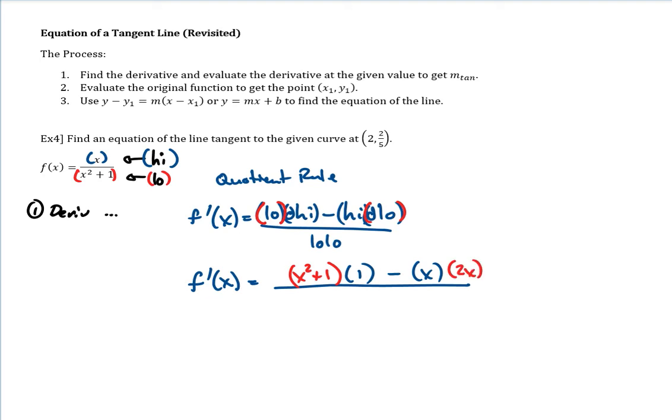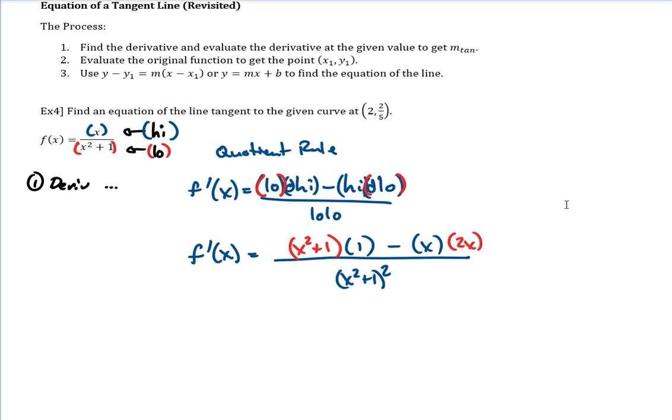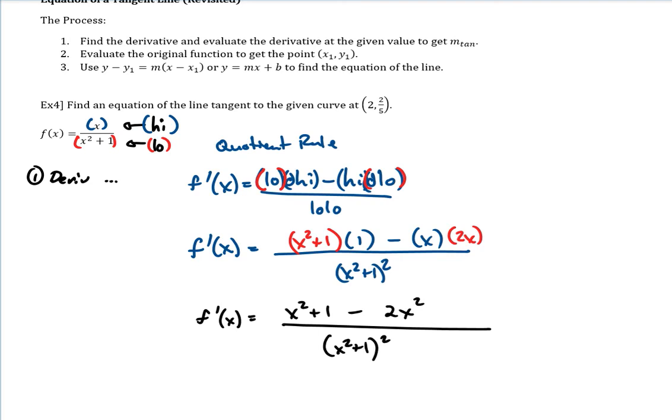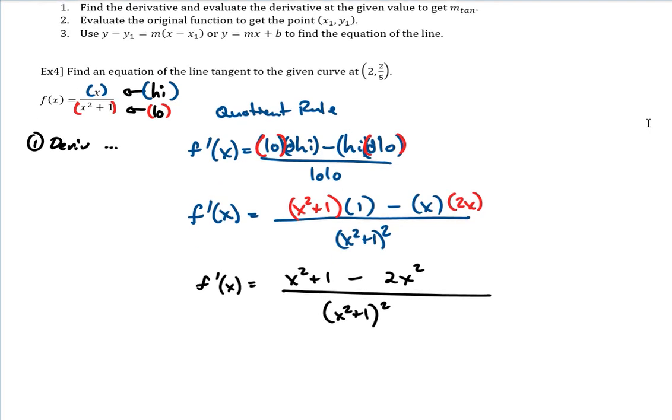Okay, so we have our portions there, and then the low is going to get squared, so x squared plus 1, low is squaring it. x squared plus 1, just like that, all squared. And then, like all derivative problems, we would just need to simplify, so we have f prime of x. The 1 would distribute to give us x squared plus 1. And then this multiplies, and it's still minus, so minus 2x squared. And then all over x squared plus 1 squared like that.